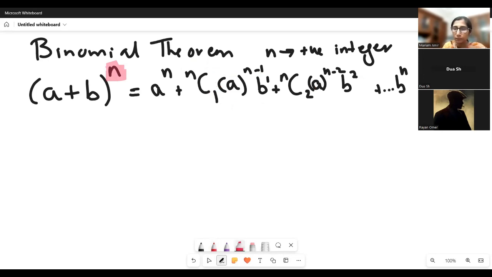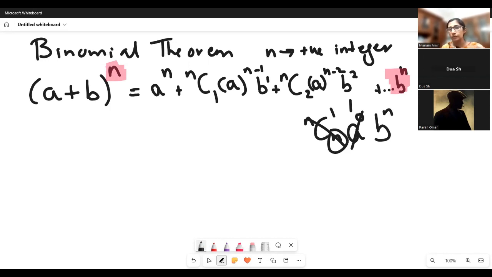Why is the final term b to the power n? Where did the C go? Where did the a go? The last term becomes nCn, like 5C5. Then a to the power n minus n is 0, so that becomes 1. And nCn, which we'll discuss shortly, is also 1. 5C5 is 1, 2C2 is 1, 8C8 is 1. And the only thing you're left with is b to the power n. So the last term is just b to the power n.